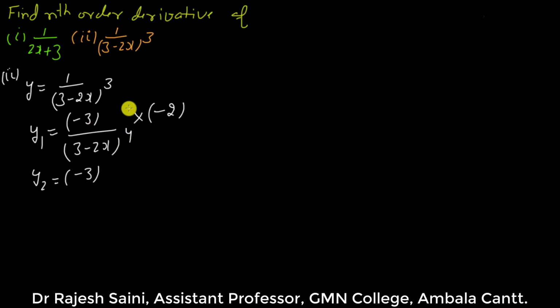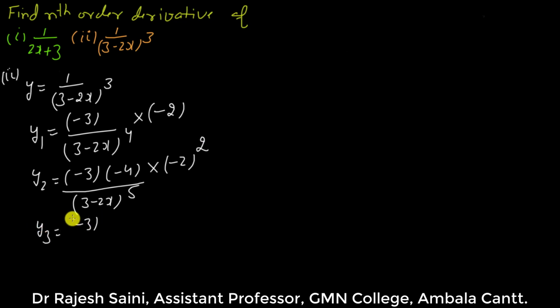Minus 3 as such, it will go up, it will be minus 4 divided by 3 minus 2x raised to the power 5. So one more minus 2 will come. So I am not going to write it as 4, I am going to write it as rather minus 2 square. Fine. One more time. Okay. Minus 3 minus 4 minus 5 divided by 3 minus 2x raised to the power 6 into minus 2 raised to the power 3. Fine. Now we'll try to find the element of symmetry.